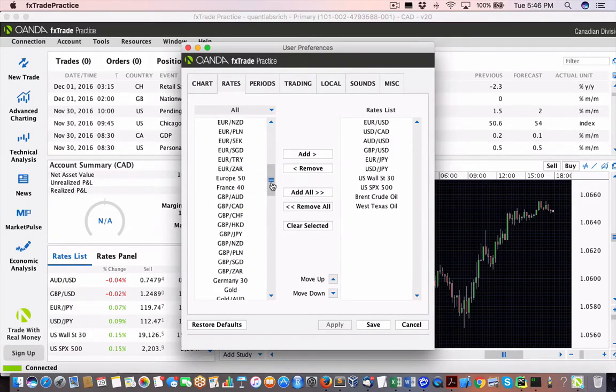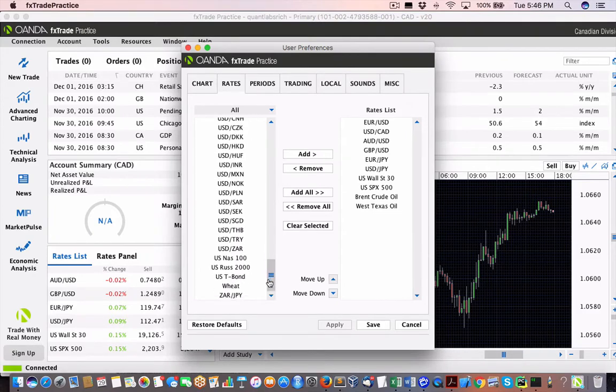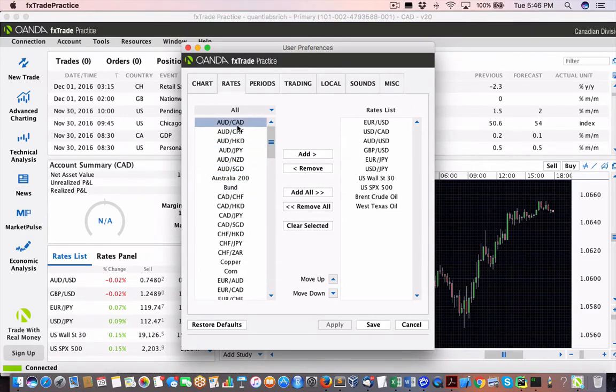Now, I thought there'd be a lot more selection with the forex or the currency list. Doesn't look like there's a whole lot. We have here the Australian, Canadian, Swiss franc, euro, British pound. We also have New Zealand and US dollar, and then the South African rand.